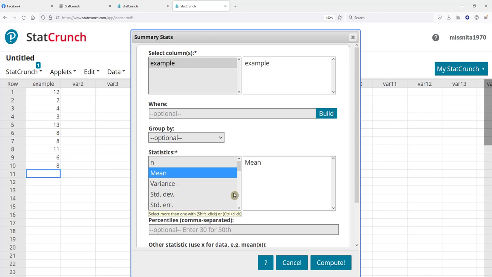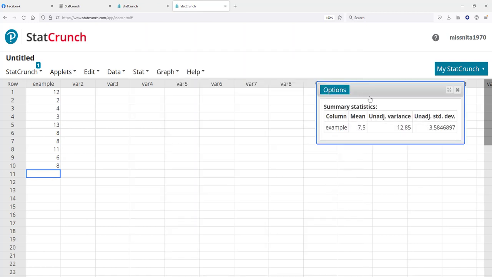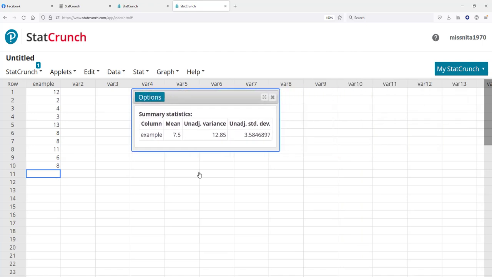We do not want to click on those because that will calculate for the sample. The ones that we want, if you scroll down, would be unadjusted variance and unadjusted standard deviation. So we want these two. That's for population. And when I hit compute, I get my answer. My mean is 7.5, the variance is 12.85, and the standard deviation is 3.58.